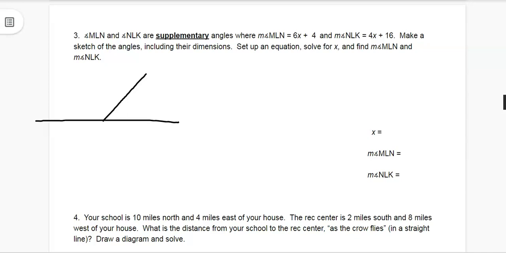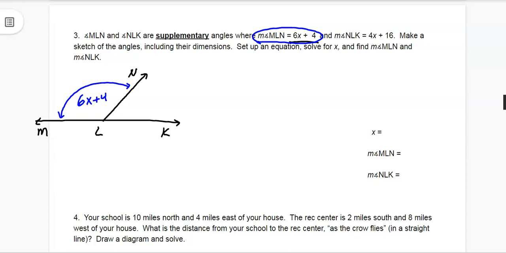So I have MLN as one angle, and NLK is the other angle. Now this picture might not be accurate, it might not be drawn to scale, but who cares? It should still be able to solve everything for me. So let's do this. MLN is 6x plus 4. Maybe I'll do that angle in blue. So MLN is 6x plus 4 from here to here.